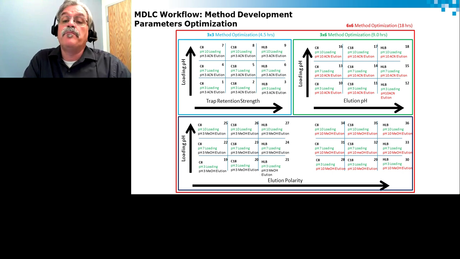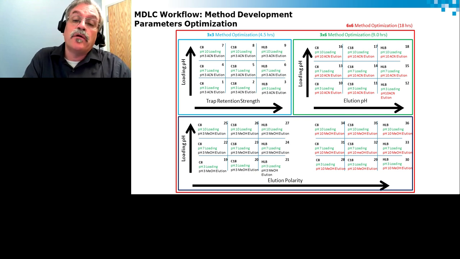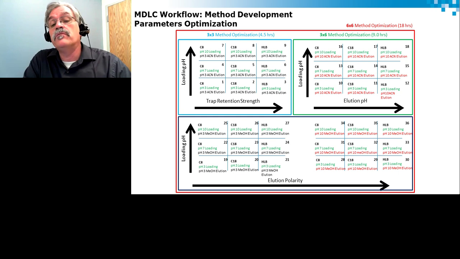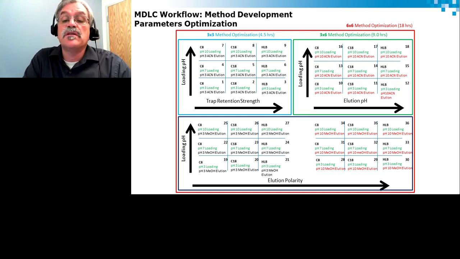For example, in the blue box, we have a scenario where we use 3 retention strengths on the trap in dimension 1. We use a low retention material, in this case a simple silica C18. We also use, in the middle, C8 versus a C18, and we use a polymer on the back end that has a lot more retention strength.